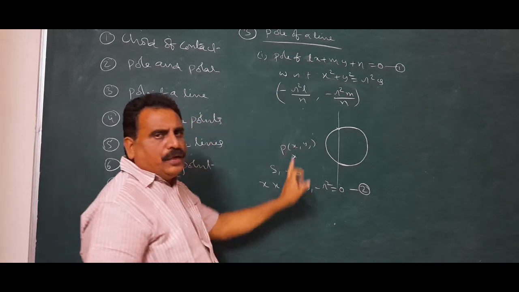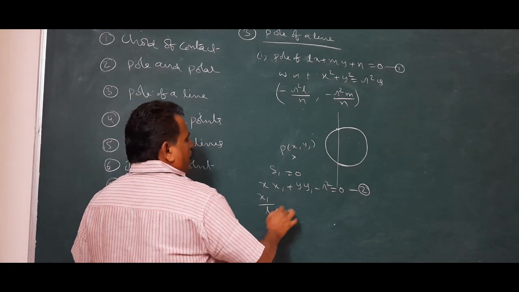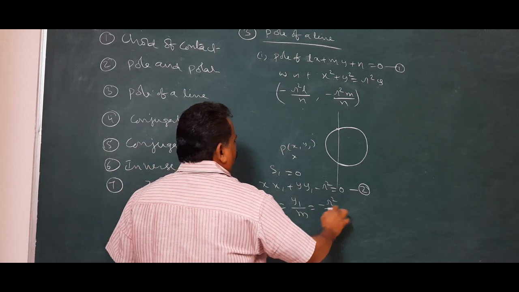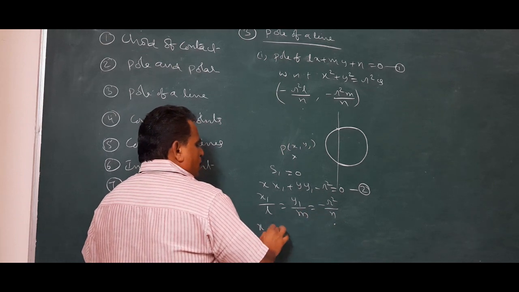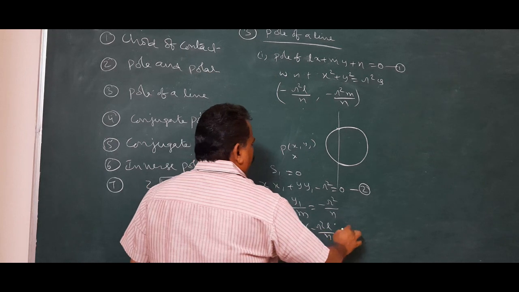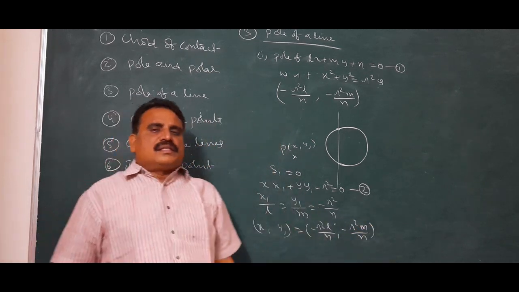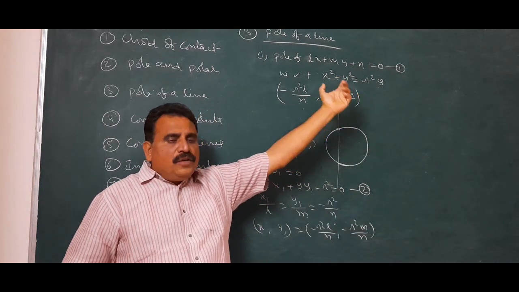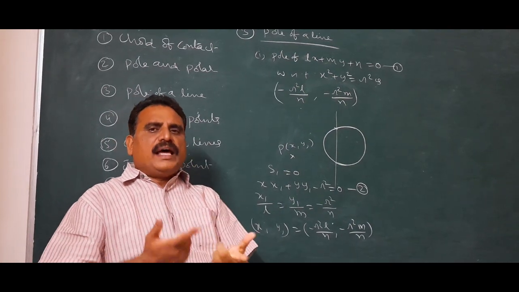Compare these two. 1 and 2 are identical. So, x1 by L equal to y1 by M equal to minus r square by N. From this equation, x1 equal to minus r square L by N, y1 equal to minus r square M by N. Here, the circle center is origin, radius is r. If the center is not origin, how to find the pole of a line?